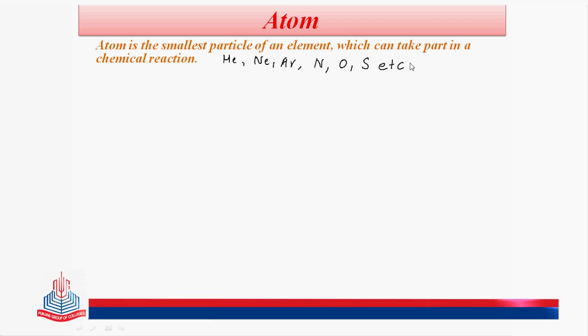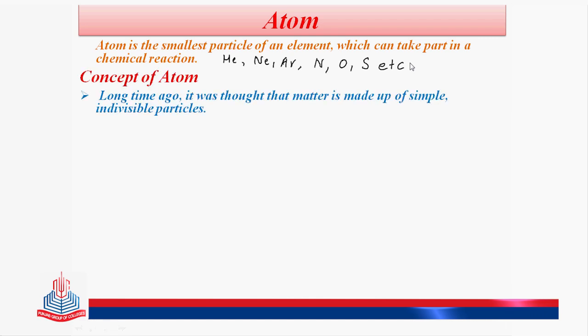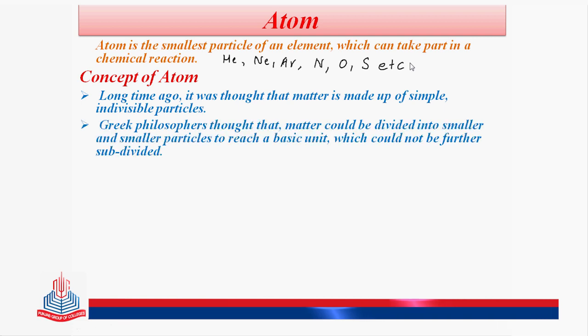Now this is the definition of an atom. We must have an idea about the history, or how this concept of atom originated. It's a long history. A long time ago, it was thought that matter is made up of simple, indivisible particles. It was the Greek philosophers who thought that matter could be divided into smaller and smaller particles to reach a basic unit, and that basic unit cannot be further subdivided.